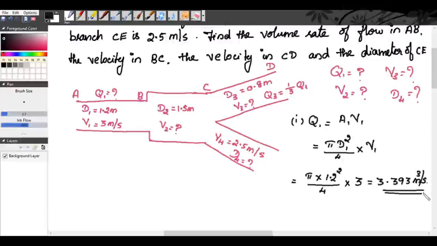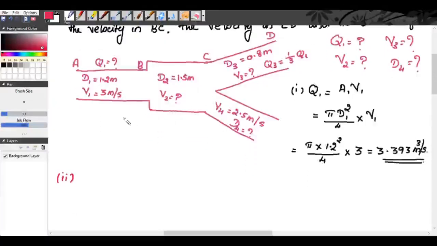So the first part is over. Now we will try to solve the second part. Okay, how will we solve our second part? That is, we need to find V2. V2, right? So now we know Q1 is equal to Q2.